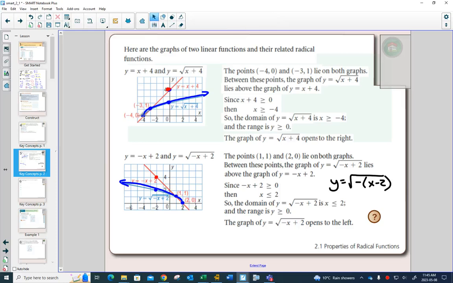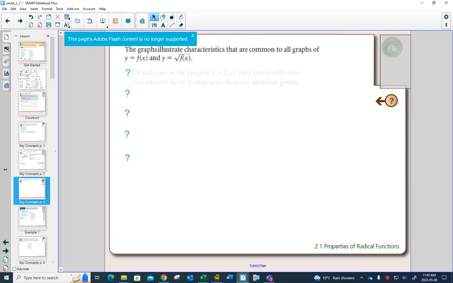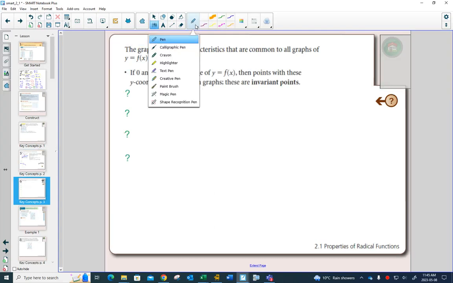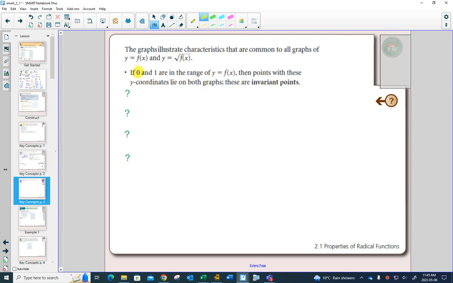And on the next page, we can highlight these steps. The first idea that you will always use is any place where you have 0 and 1, those will be on both graphs. Those points don't change because the square root of 0 is 0, the square root of 1 is 1.